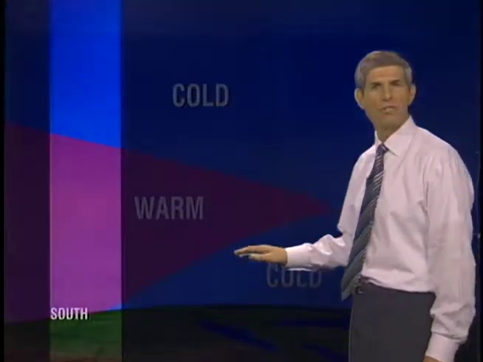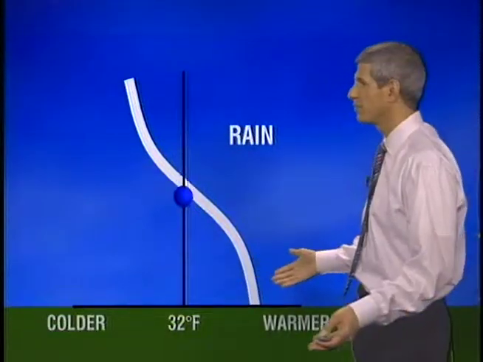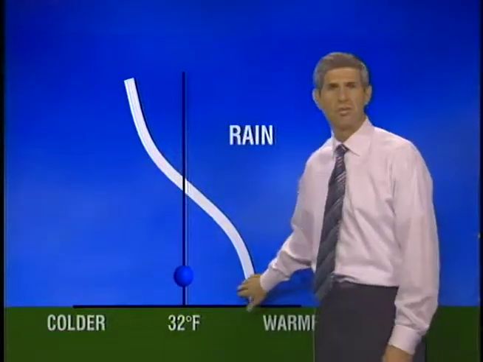And finally, if we move even farther south to where there isn't any cold air near the ground at all, those falling snowflakes melt into raindrops and stay that way. You get a cold rain at the surface, but not a freezing rain.